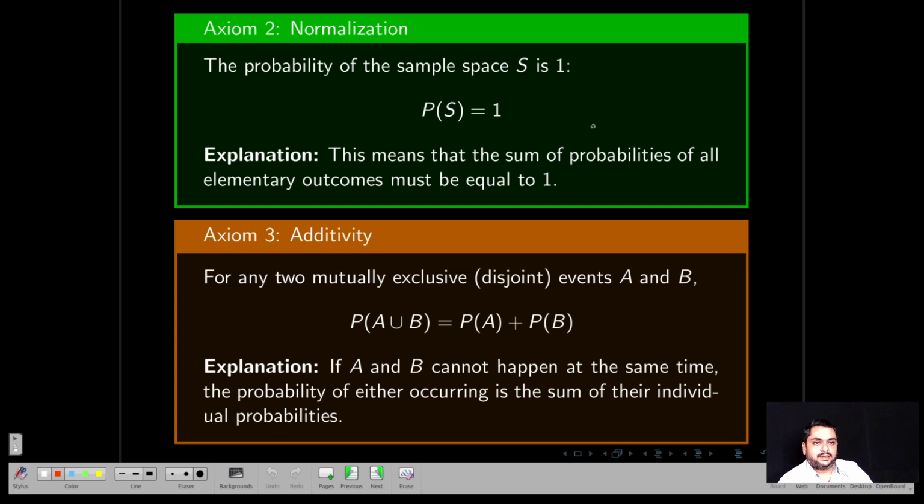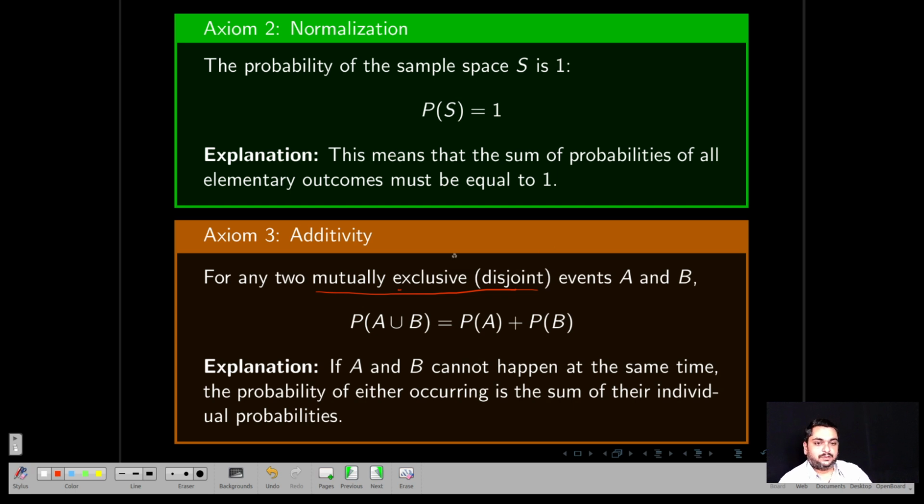The second axiom is normalization. That is, the sum of the probabilities in the sample space is 1. You have already seen that, right? The sum of all the events in the sample space is 1. Then the next one is additivity. For any two mutually exclusive, don't worry about this mutual exclusion, they are disjoint, meaning A and B occur separately, like your sum rule if you remember. So both cannot occur together, then those events are called mutually exclusive.